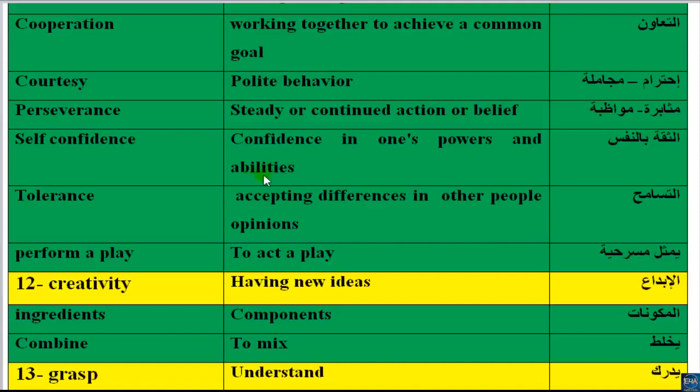So here, abilities, T soft D and S as Z. Tolerance, accepting differences in other people's opinions. British, tolerance, we make the R silent. Accepting differences. Perform, British, perform a play. American, perform a play. To act a play.